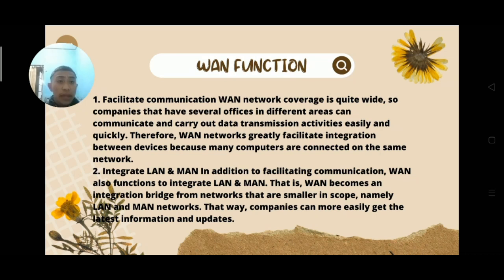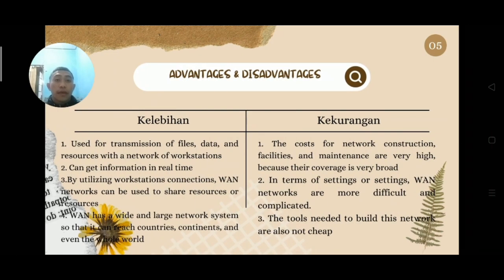And the second one, integrate LAN and MAN in addition to facilitating communication. WAN also functions to integrate LAN and MAN. That is, WAN becomes an integration of networks that are smaller in scope, namely LAN and MAN network. That way, companies can more easily get the latest information and updates.